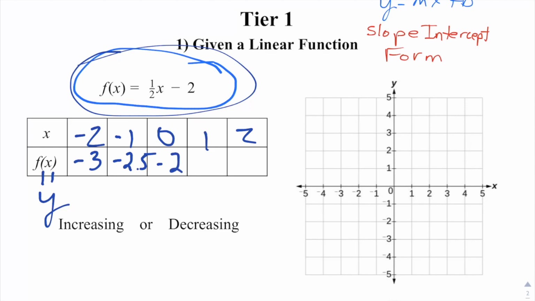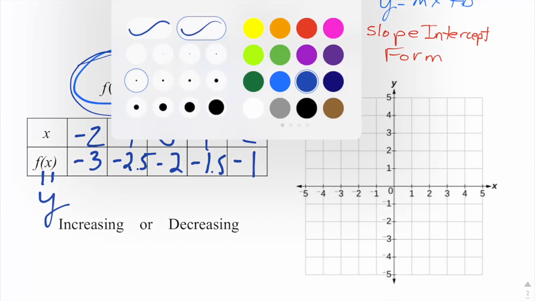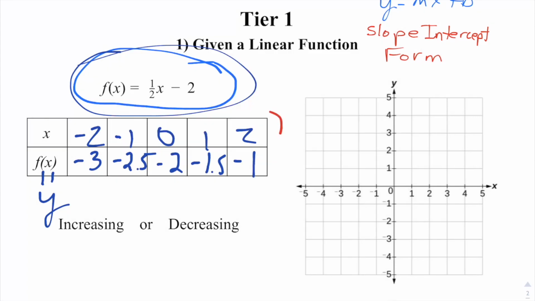If I plug 1 into this linear function, I get 1/2 times 1, which is just 1/2, minus 2, which gives me an output of -1 and 1/2. And then if I plug 2 into this linear function as my input, I get 1/2 times 2, which is 1, minus 2, which is just -1 as my output. And if you remember from a table, these are now our points that we can graph on our Cartesian plane.